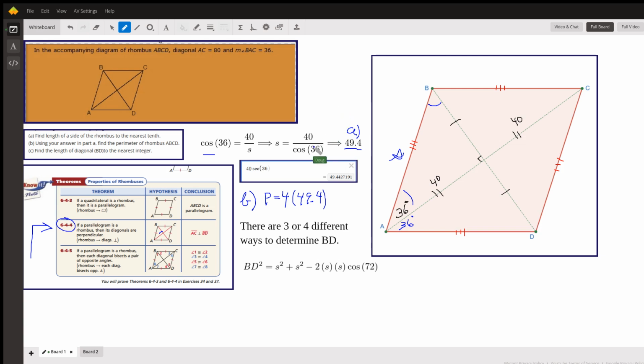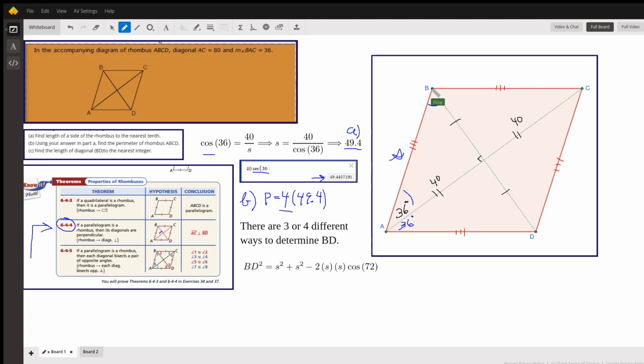You could also do it with the secant ratio. The secant of 36 equals S over 40. So S equals 40 times the secant of 36. So there it is, to a few more decimal places. To get the perimeter of the rhombus, you just have to multiply that number by 4.